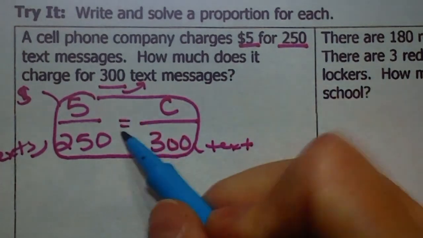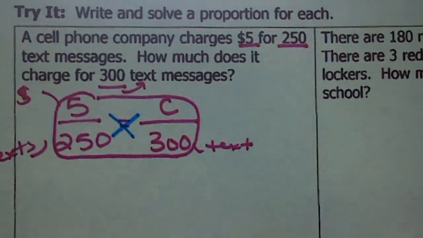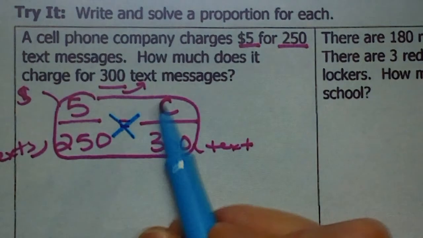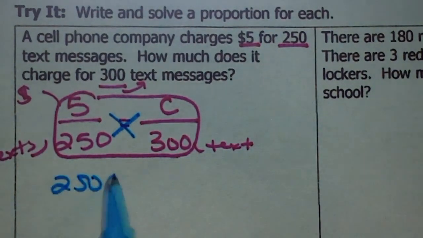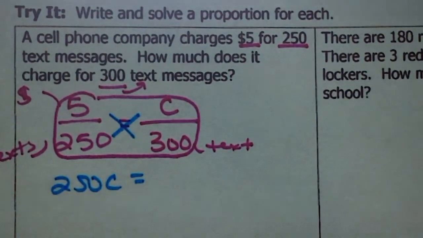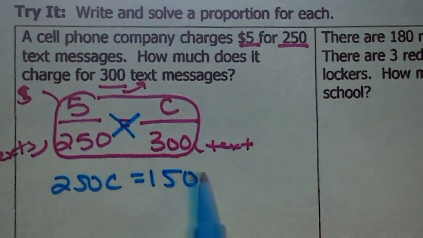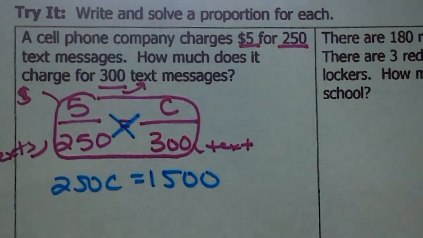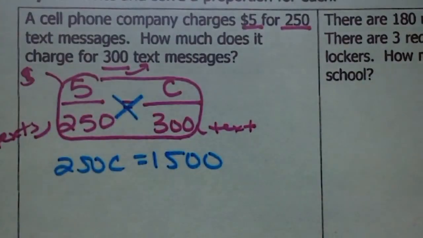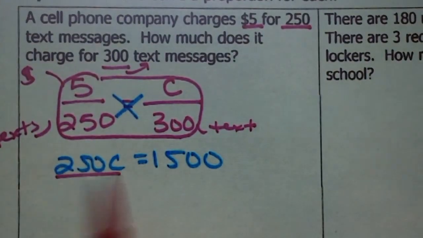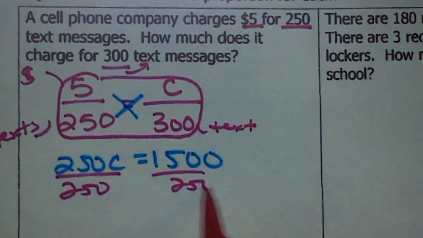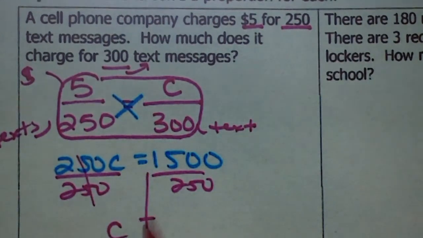And we can do the same exact thing here. We can use our cross products property to set up a nice little equation here. So 250 times C is 250C, and when you take 5 times 300, we get 1500. In order to solve this one, all you need to do is divide by 250 because that's what C is being multiplied by. And C equals, when you take your 1500 and divide it by your 250, you get 6.